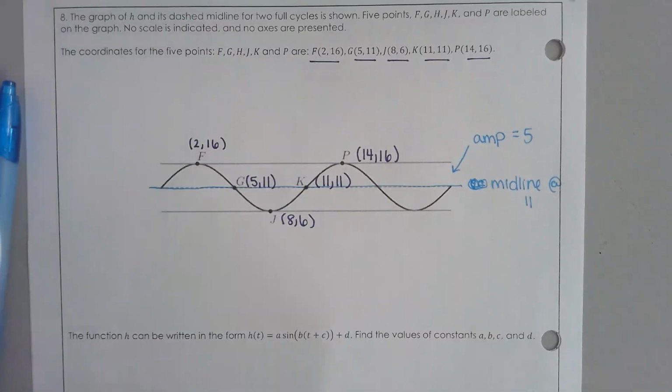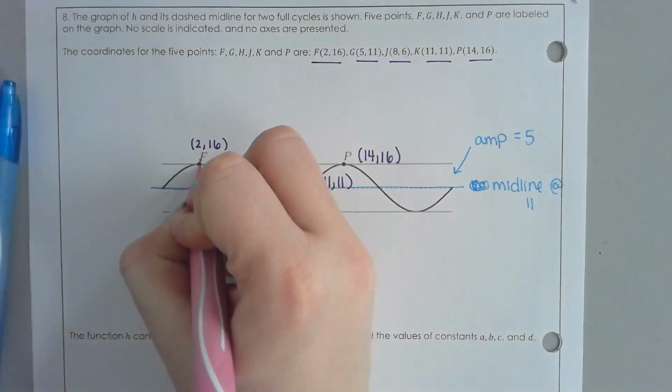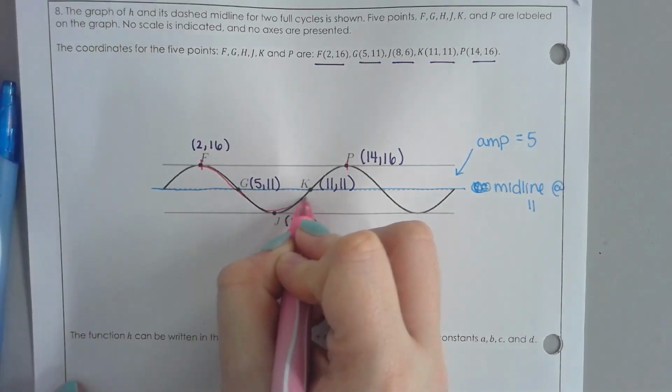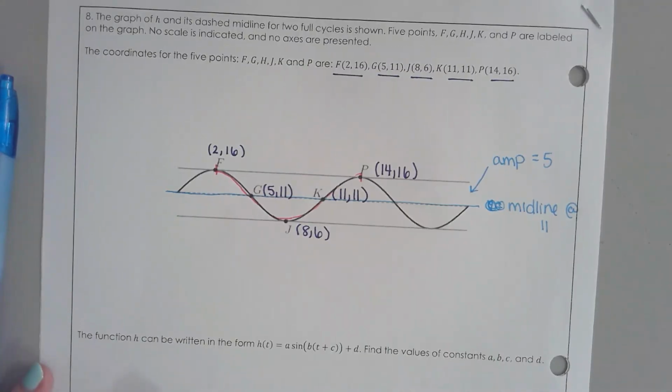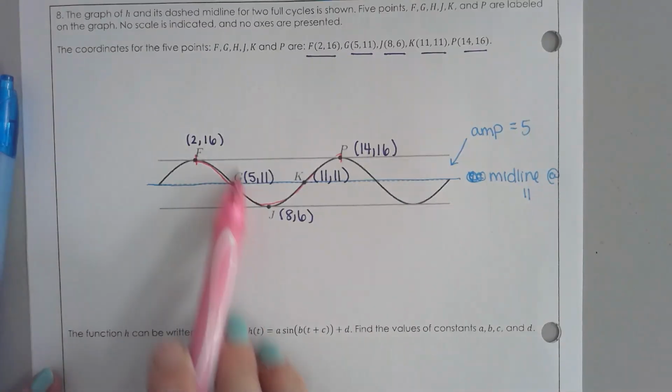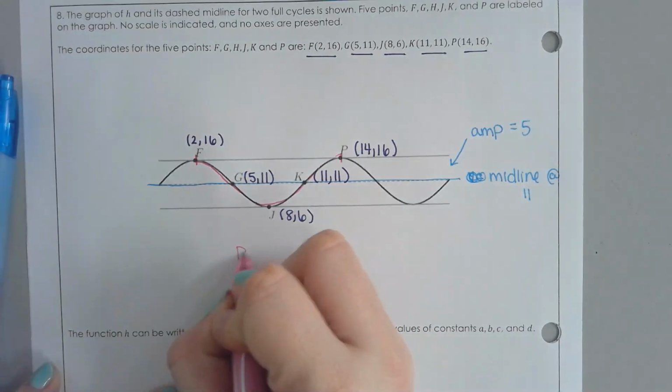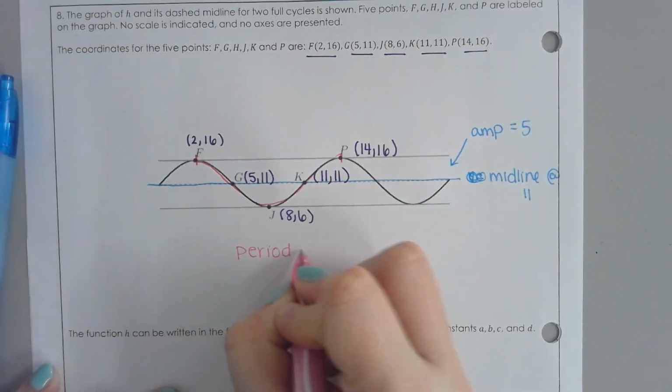This one you're given, you can go from max to max. You can go from minimum to minimum when you're calculating that period, just one full cycle. So from 2 to 14, your period is 12.